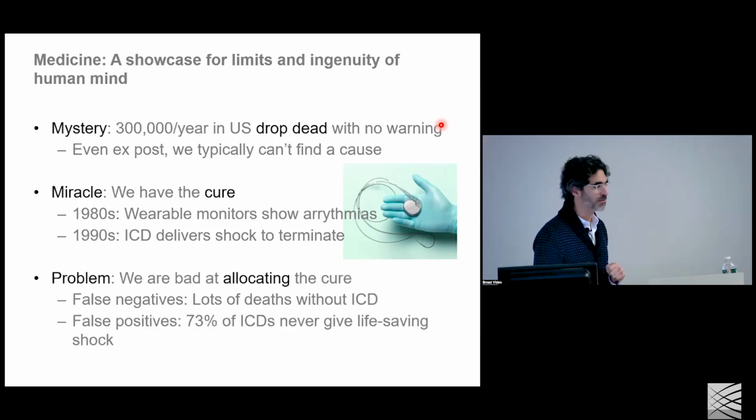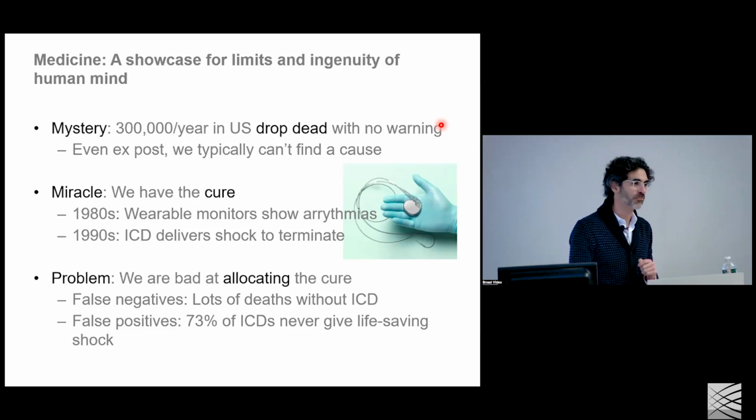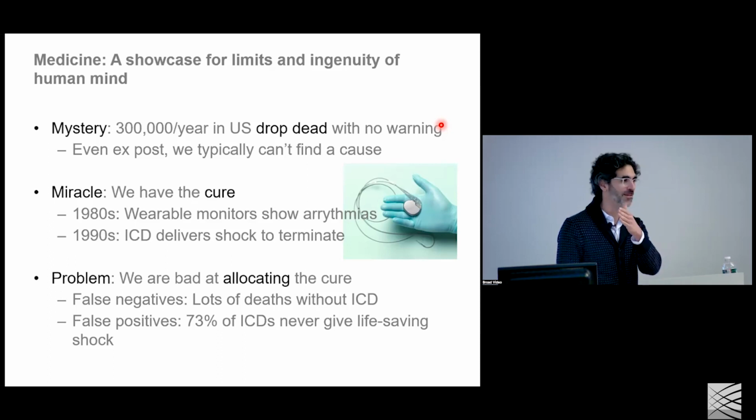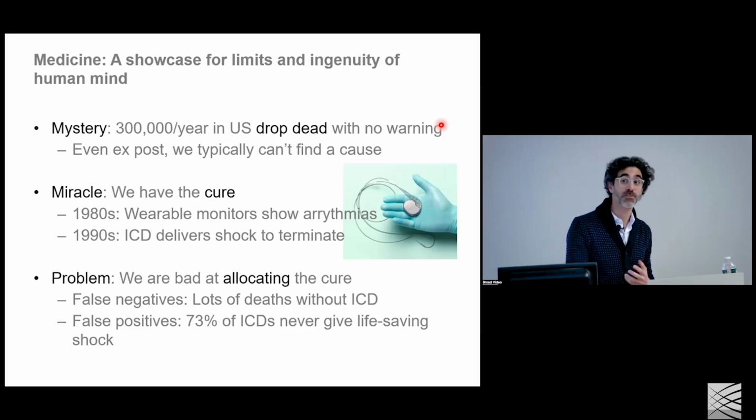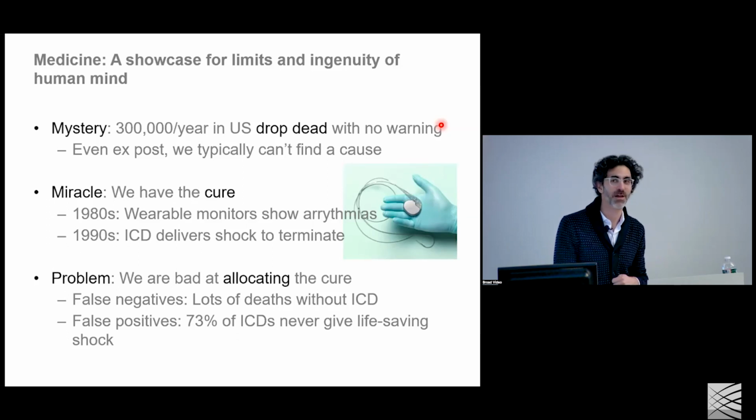And then once again, back to a kind of problem: even though we have the cure, we're really bad at getting the cure into the people who need it, in both directions. One is that obviously a lot of people are still dying of this preventable thing. So that's one kind of error. The other kind of error is possibly even more striking: the majority of the time that we implant one of these things in a person, it does not fire and it does not save that person's life. So it's this catastrophic misallocation of the cure and the disease that I think is really striking, but also a really exciting opportunity because of the nature of the information that's needed and the things that algorithms can tell us about someone's risk.